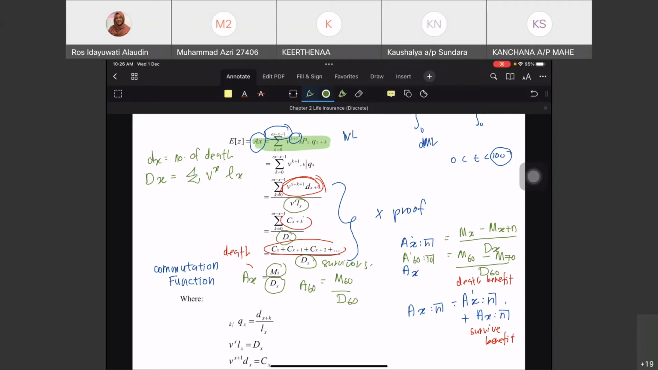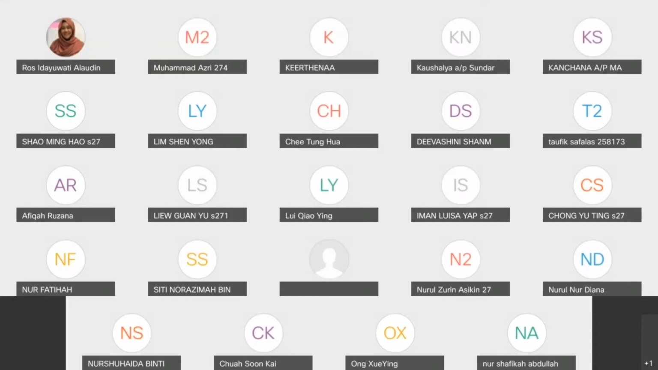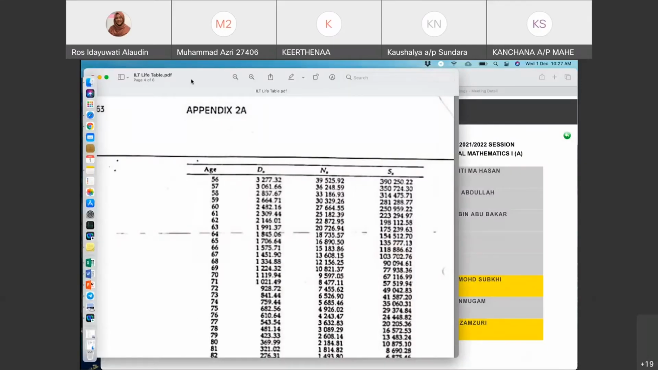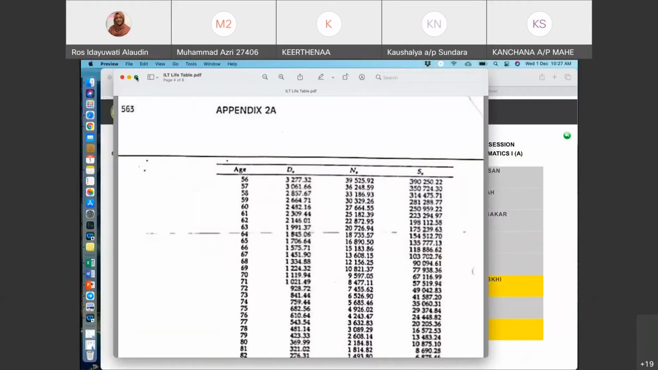I'm looking for my illustrative life table. Yes, here. Okay. So you can open your illustrative life table, ILT, that I already gave you in chapter 2. Share. Okay, can you see my table?